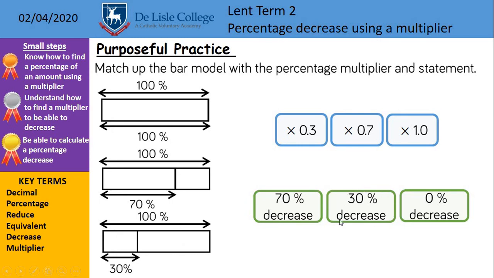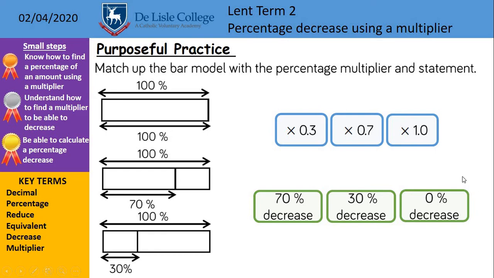A 30% decrease then, so 100% subtract 30% would mean we are finding 70% of the original amount. So this will be a decimal multiplier of 0.7. This relates to the second bar model here, so 100%, we're taking the 30% off, so we're finding 70% of the original amount.